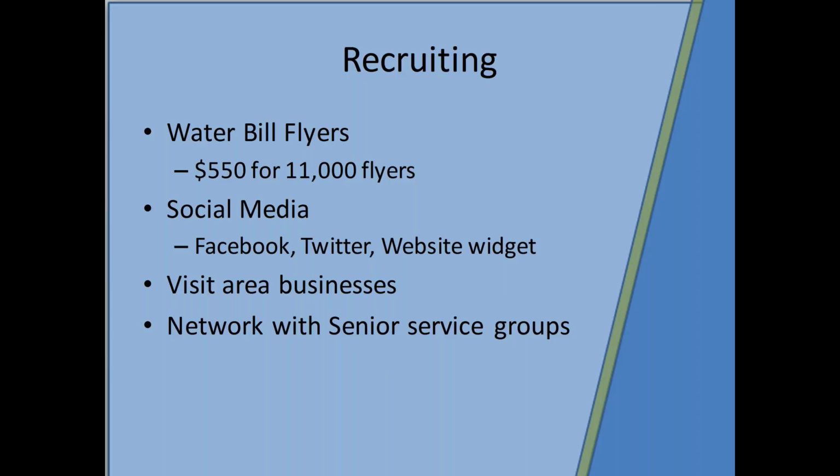And so other areas that we sort of discussed were social media. So we created a Facebook page for our community. And for our community, it's Thomasville, North Carolina, and then be ready.